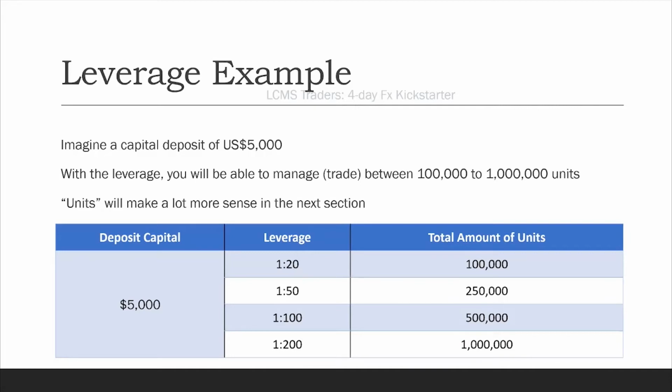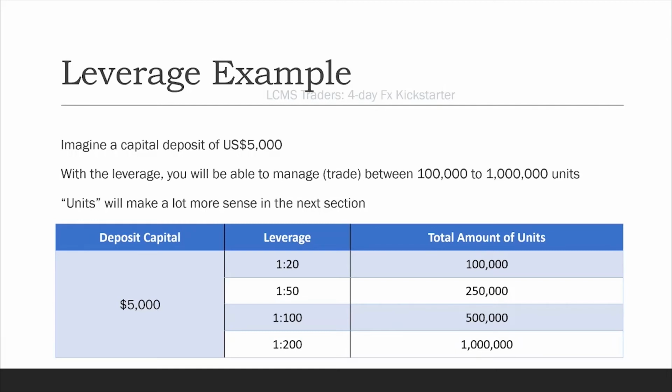With $5,000 deposit capital, if the broker offers you a leverage of 1:20, you can control up to 100,000 units. If you've got a leverage of 1:50, at $5,000 deposit capital, you can control up to 250,000 units. $5,000 capital at 1 to 100 gives 500,000 units, and at 1 to 200 leverage, 1 million units.